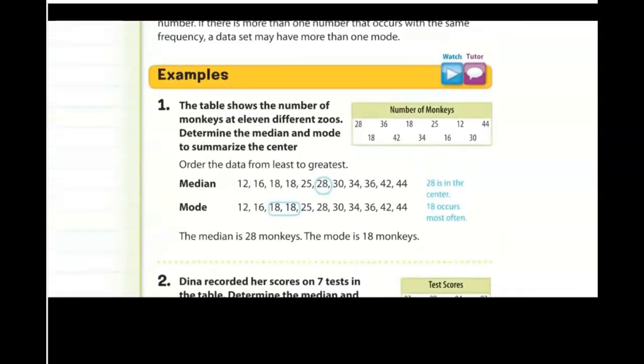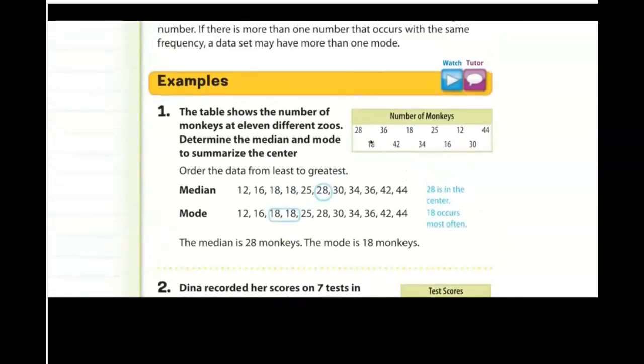In this first example, we're talking about monkeys at 11 different zoos. And you'll see over here there are quite a few monkeys. In fact, 1, 2, 3, 4, 5, 6, 7, 8, 9, 10, 11. So those are the 11 zoos. These are not in order least to greatest. So the first thing we're going to do is put them in order least to greatest. So you have the beginning number is 12, and the ending number is 44. Let's pause for a moment because that's important to analyze that data too.